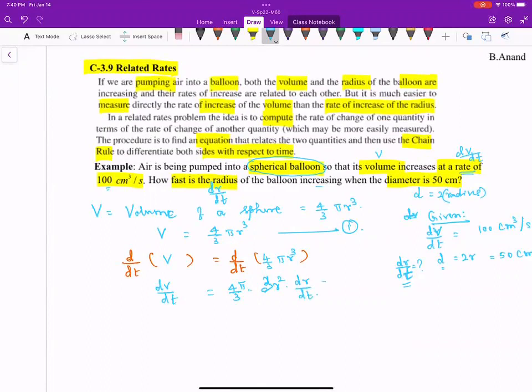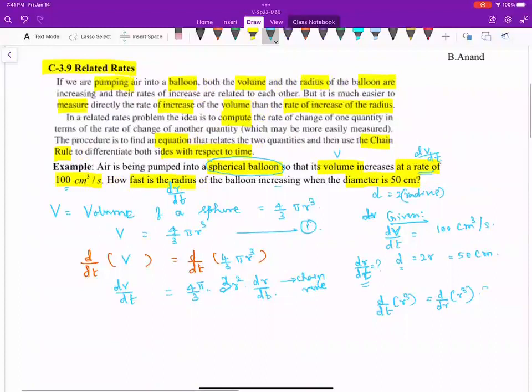So here what rule do we use? We use the chain rule. So d by dt of r cube is d by dr of r cube times dr by dt. So this part is the outer derivative and this part is the inner derivative.